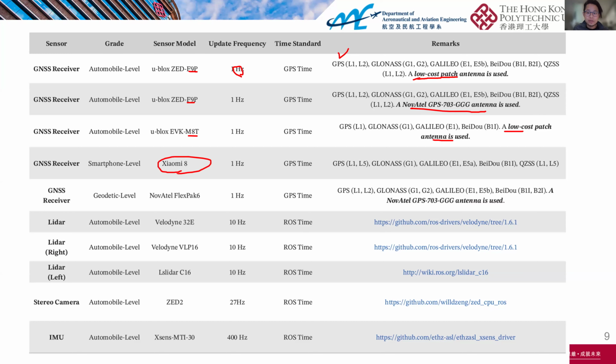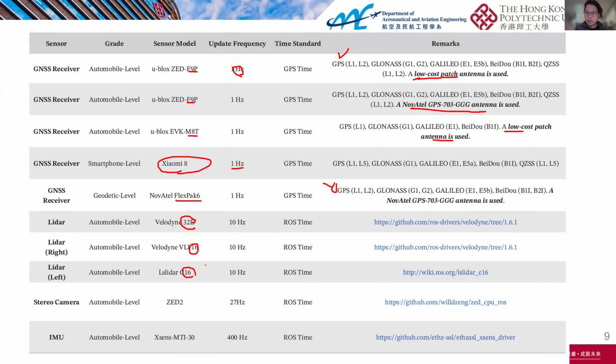And for the phone, we have the Xiaomi 8, which is a Broadcom chip, dual frequency L1, L5, also coming at 1 Hz. And for Novatel, we have the FlexPak 6, and this is the signal that we support, and of course it's attached with a Novatel antenna. And for LiDAR, we have a Velodyne 32 channel, and a 16 channel. We have a laser 16 channel.